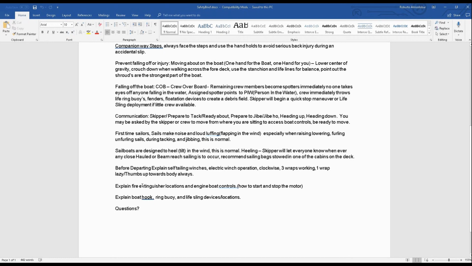We'll explain where the fire extinguishers are located on the boat, and how to start and stop the motor. We'll definitely explain what the boat hook is for, what the ring buoy is for, and especially the life sling device. I always go over to the life sling, pop it open, let them take a look at it, let them know how it's going to be deployed behind the boat if they fall off. That makes everybody feel comfortable that you know what you're doing. And then if they have any questions.